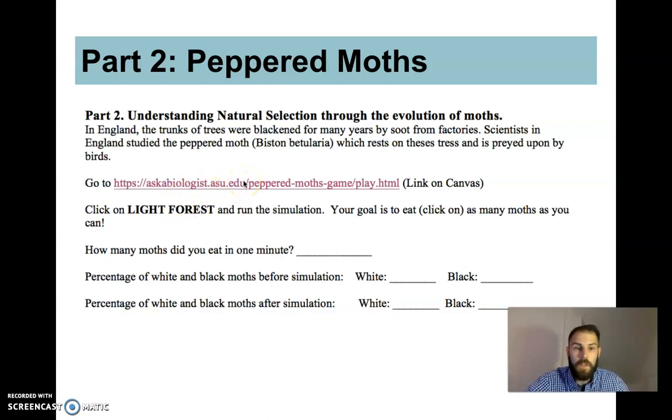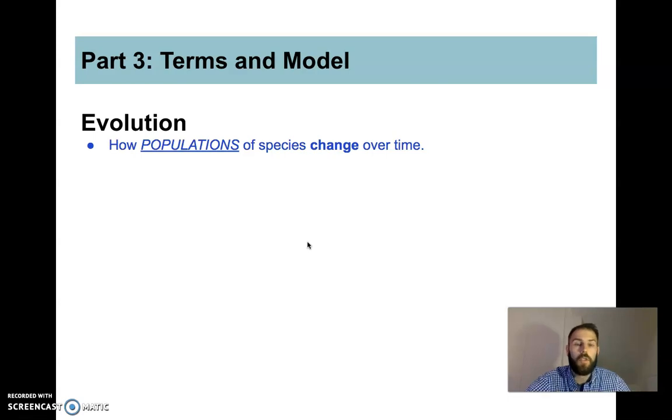So pause the video if you haven't done this, click on the simulation, the link's on Canvas, make sure to set the forest to a light forest, and then just record some of the data you get right here. It's a really fast simulation. I think it does a really good job at modeling and having you experience the phenomena yourself. All right, so let's get into the actual terms and model of how evolution goes down.